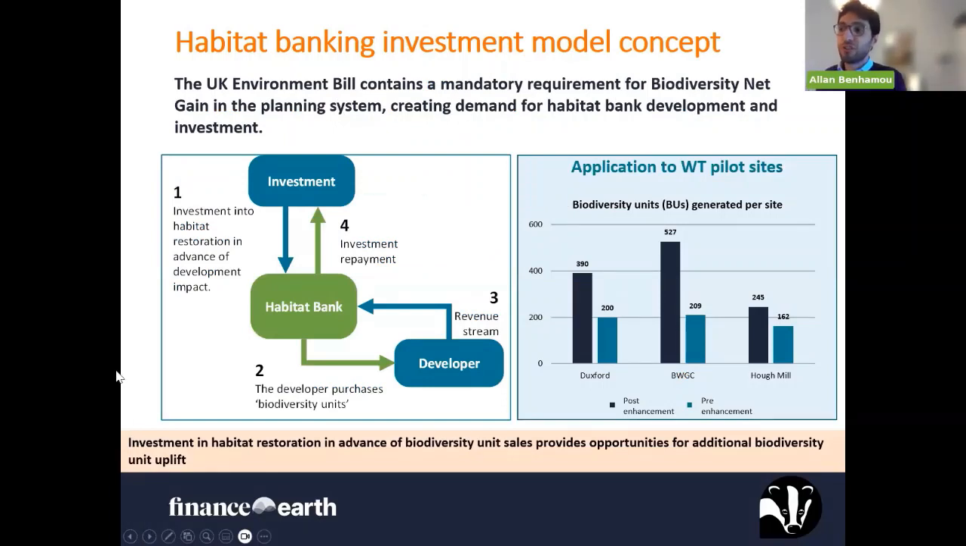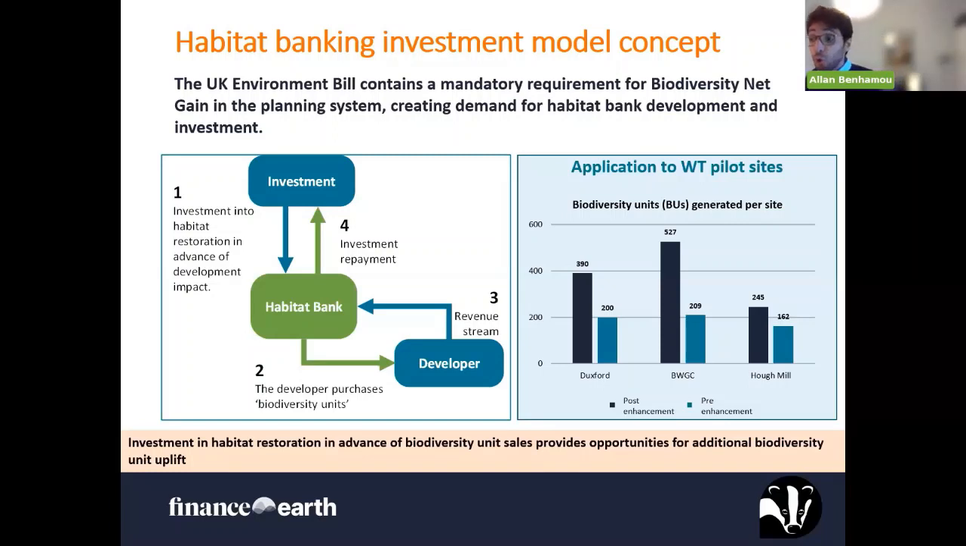And that's a bit of an illustration of how we've been thinking about developing a so-called investment model. So the way we've been thinking about it, the first step would be to provide investment into habitat restoration in advance of development impact, and then we use the revenue received from the sale of biodiversity units to developers to create a revenue stream which can then be used to repay investors.